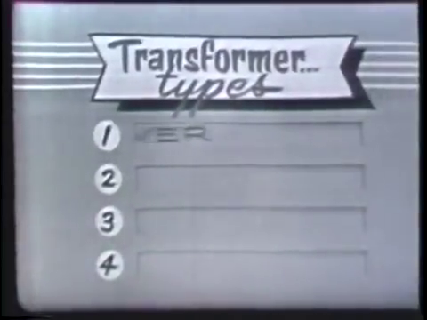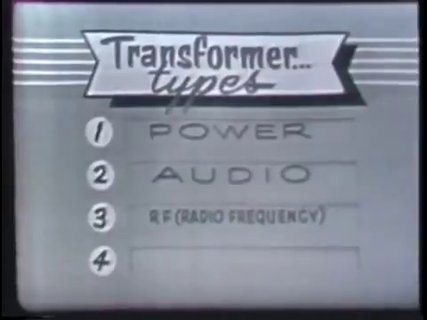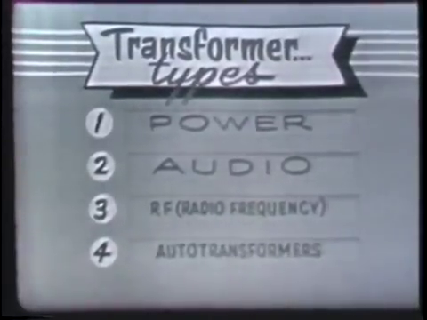Now, in general, there are 4 types of transformers. They include power transformers, audio transformers, RF, radio frequency transformers, and finally, auto transformers. Power transformers are used to step up or step down AC voltages occurring at the power frequencies, which you'll recall include 50, 60, and 400 cycles per second. It should be pointed out, however, that a particular power transformer is designed to operate at only one of these frequencies. For example, a power transformer that's designed to operate at 60 cycles per second couldn't be operated at 50 and 400 cycles per second.